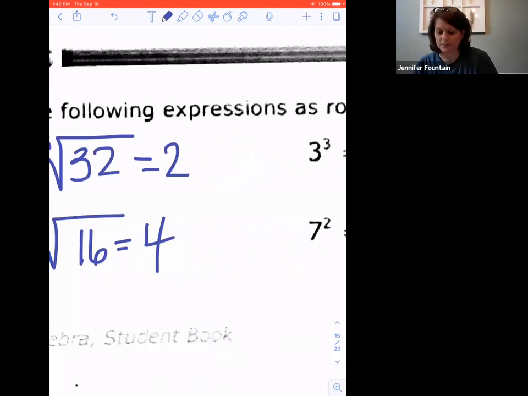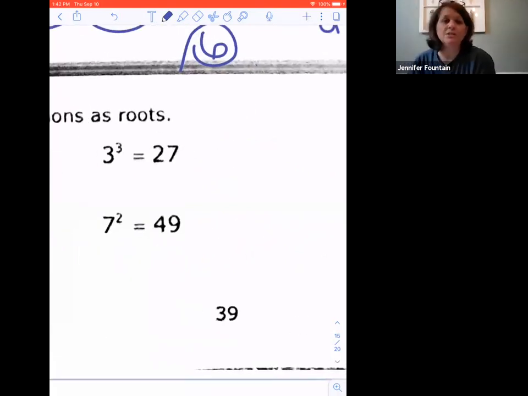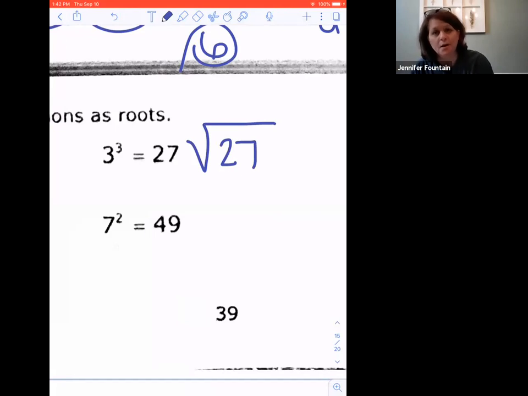Let's look at the next ones. I have 3 to the 3rd power equals 27. I draw my radical. 27 is my radicand. My index, or my little number, is going to be 3. And my answer is also 3, because 3 to the 3rd power is 27. 3 times 3 times 3 is 27. So the 3rd root of 27 equals 3.